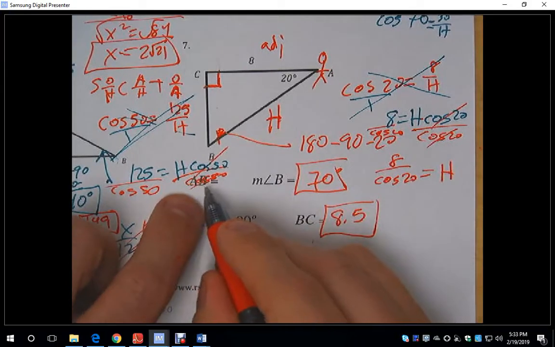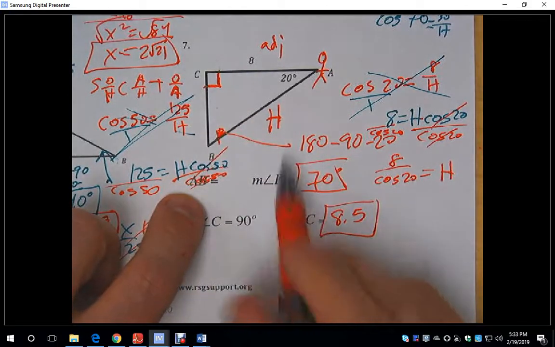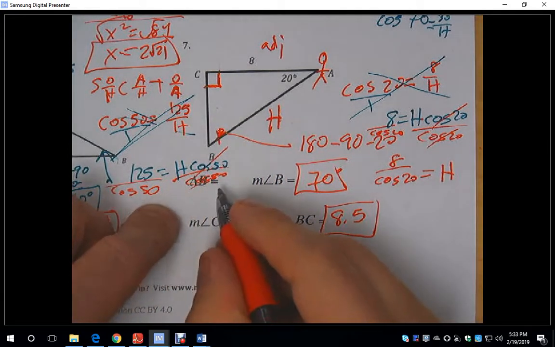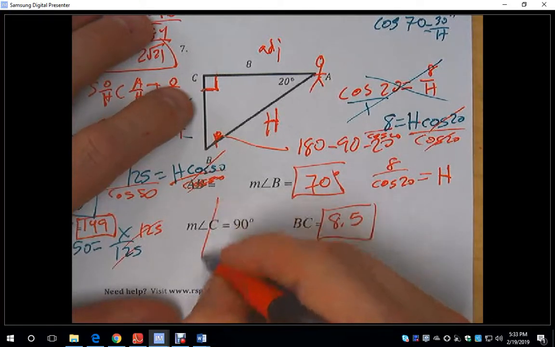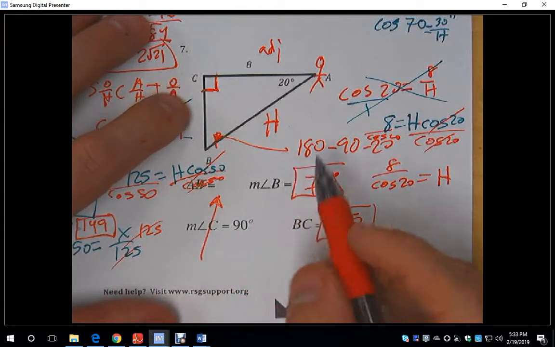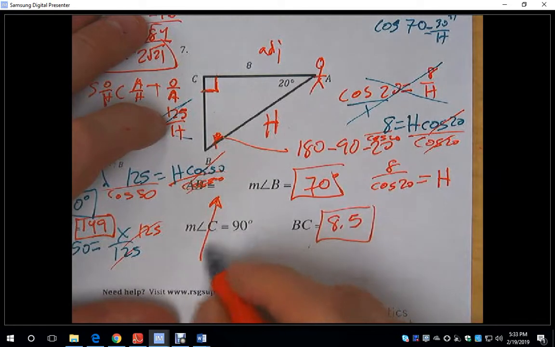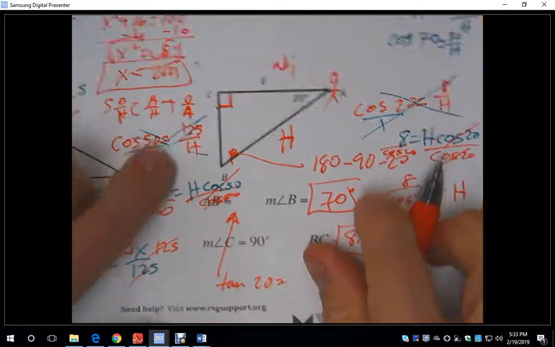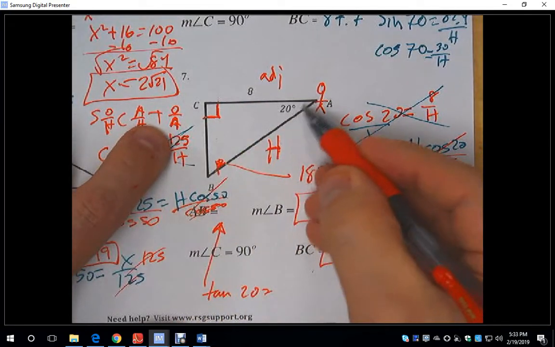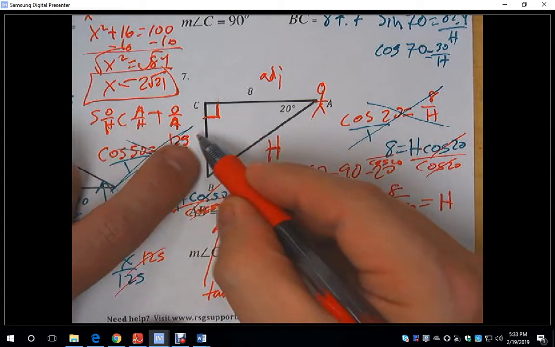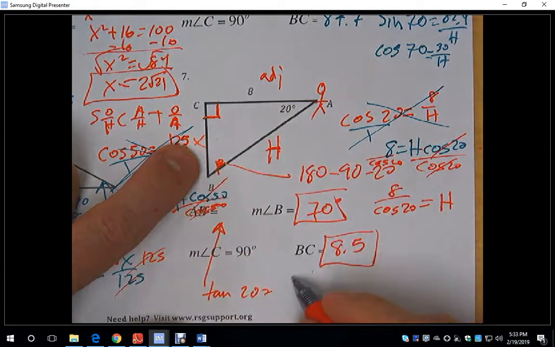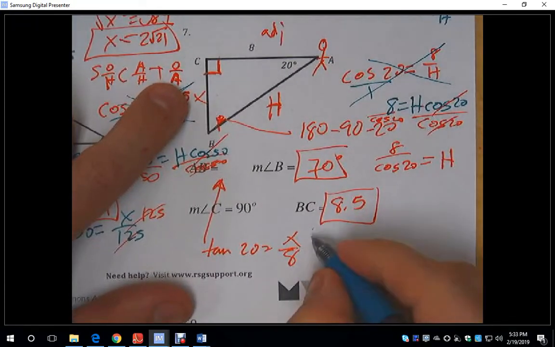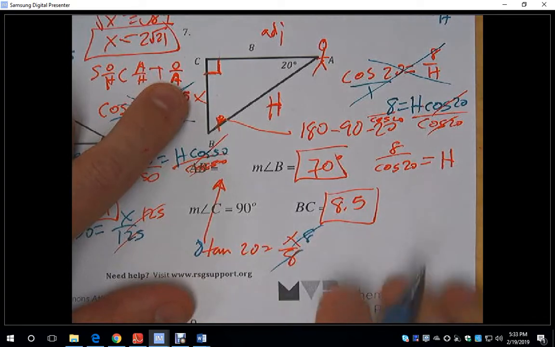I'm still missing AB. Now that I have two sides of a right triangle, I can use the Pythagorean Theorem, or I can use one of our trig ratios to find it. I think we should practice using trig ratios. So let's use tangent. Tangent of 20 degrees, by definition, is opposite over adjacent. From 20 degrees, our opposite is this side I'm trying to figure out. We'll just call it x. So x over adjacent, which is 8. Then I multiply both sides by 8, because 8 divided by 8 is 1.